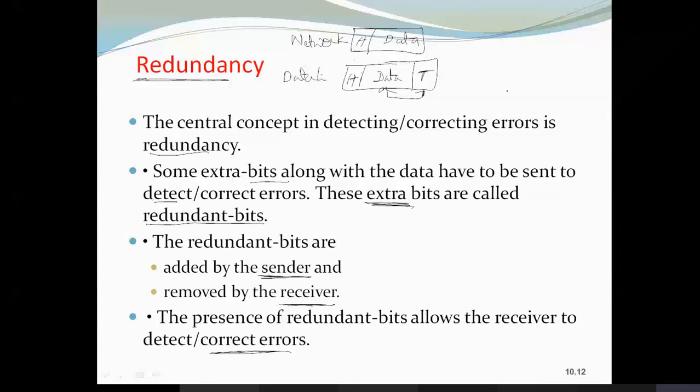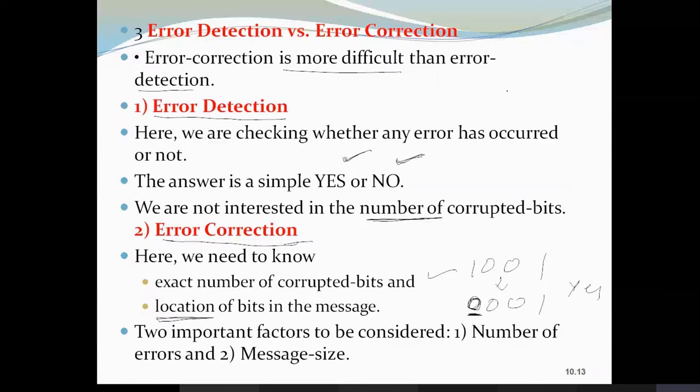That is easy. Implementing a detection method is very easy. But when it comes to correction, there is a complexity because it has to identify how many bits got corrupted, and also which bit got corrupted. So it requires knowing all these things to correct the errors.